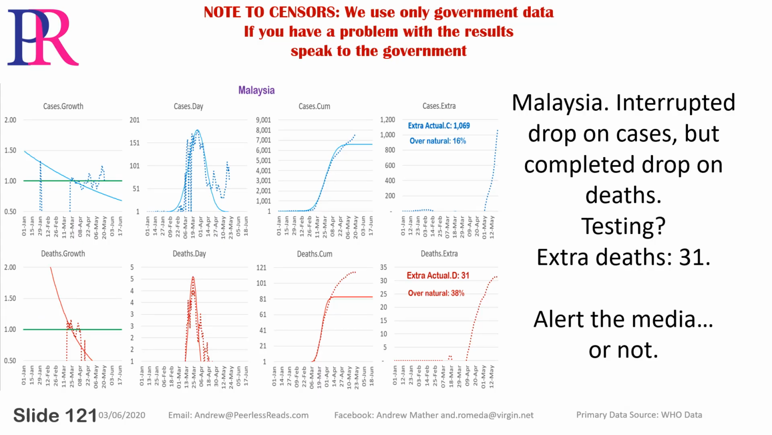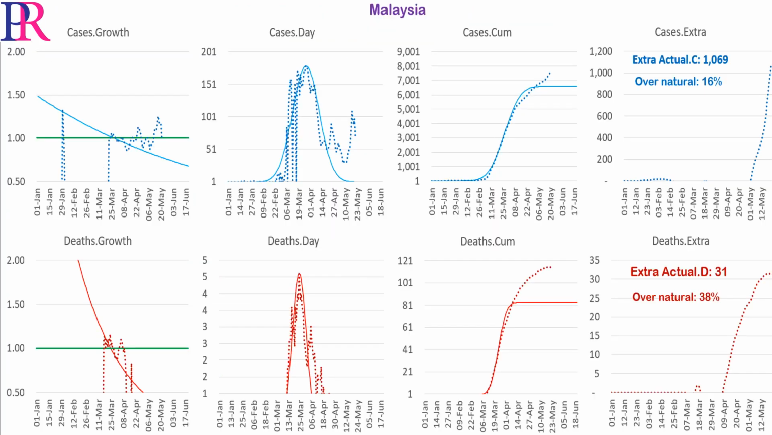Malaysia, interrupted drop on cases but completed drop on deaths. Testing, extra deaths 31. Alert the media, or maybe not.